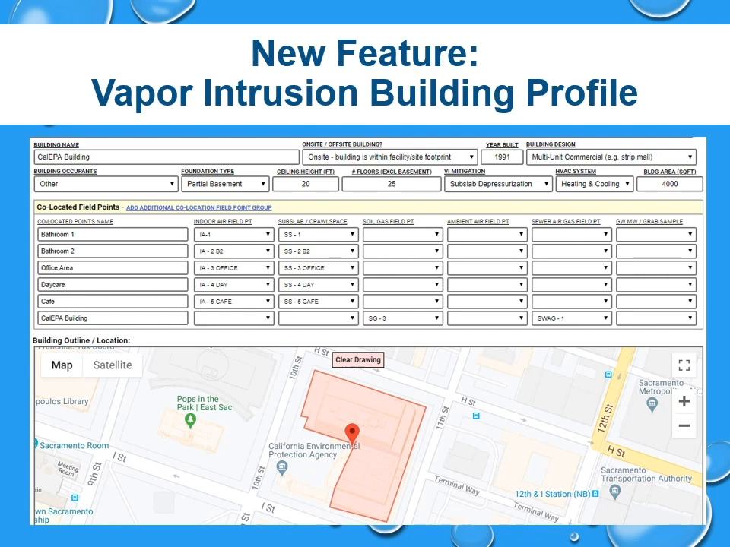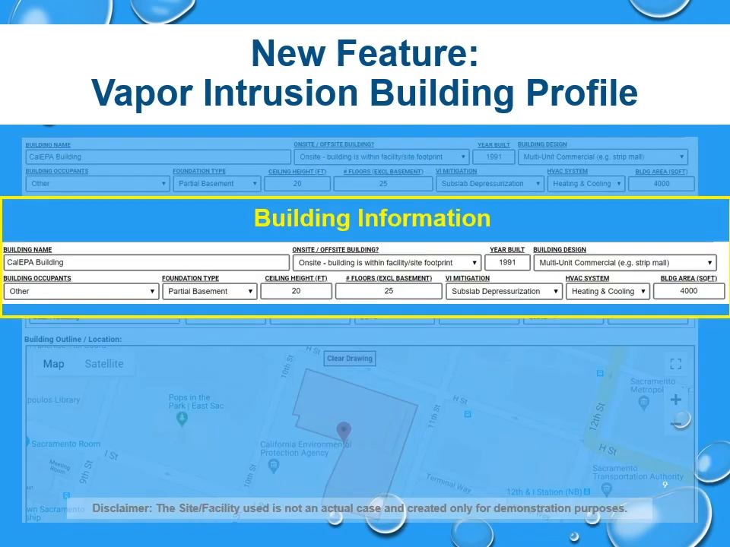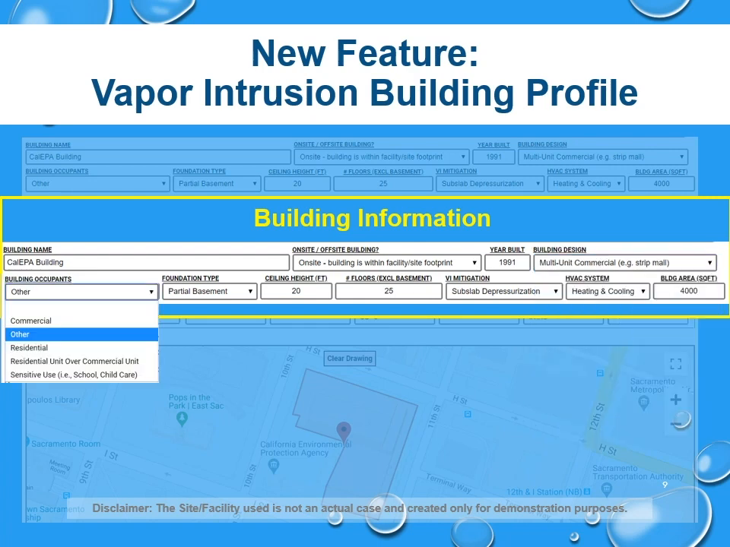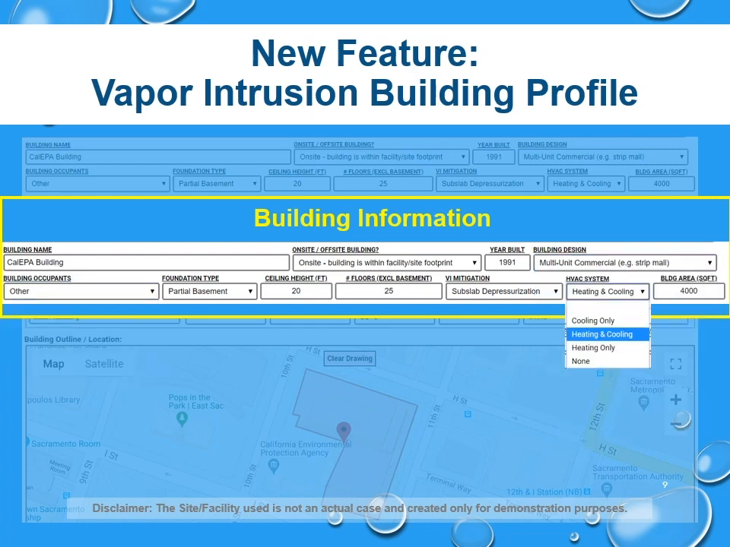The building profile consists of 3 sections. The first section is the building information specific to a building. There are drop-down and fill-in options. For example, building design, building occupants, and HVAC system. Descriptions of these options can be found in Table 1 of the How-To Guide. The metadata helps us understand how building characteristics affect the behavior of vapors.